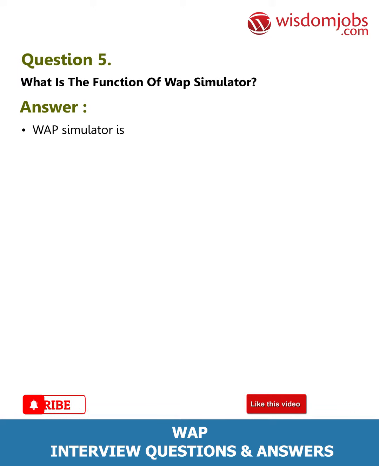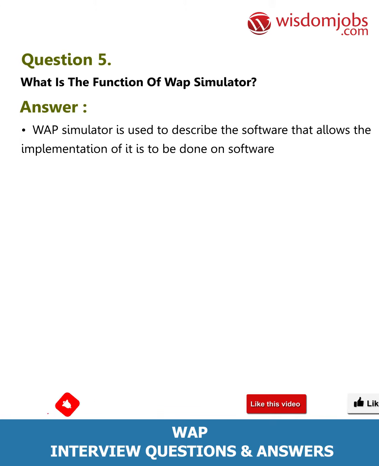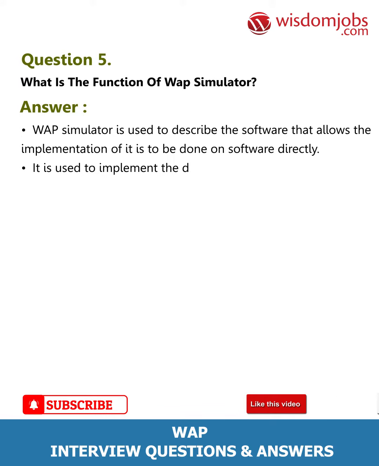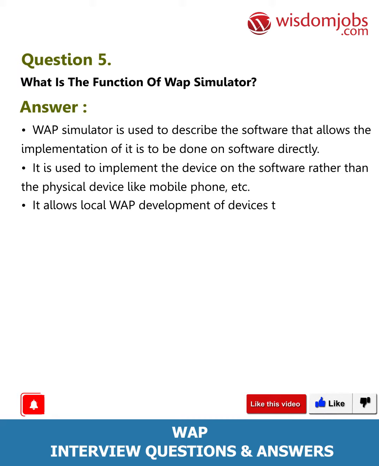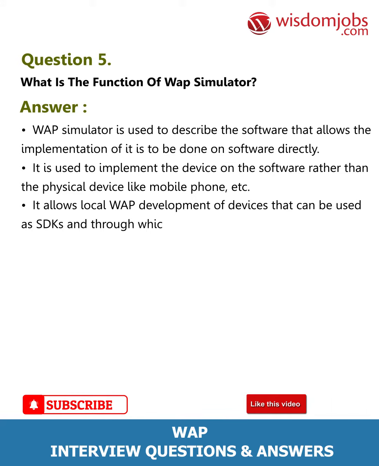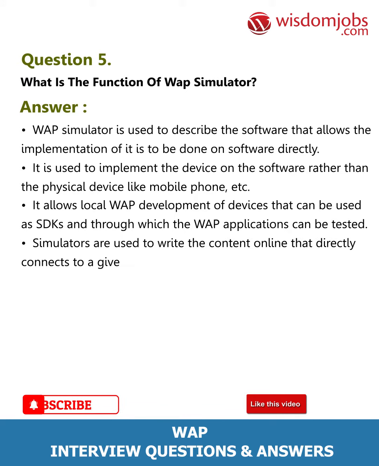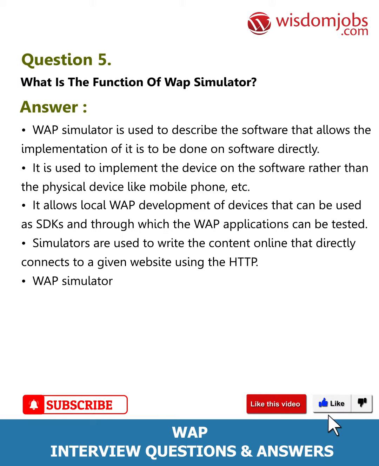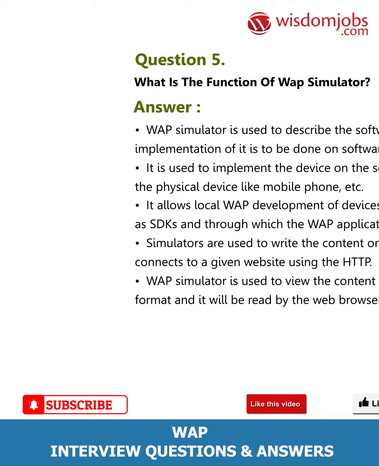Answer. WAP simulator is used to describe the software that allows the implementation of it to be done on software directly. It is used to implement the device on the software rather than the physical device like mobile phone, etc. It allows local WAP development of devices that can be used as SDKs and through which the WAP applications can be tested. Simulators are used to write the content online that directly connects to a given website using the HTTP. WAP simulator is used to view the content written in WML format and it will be read by the web browsers as well. Question 6.